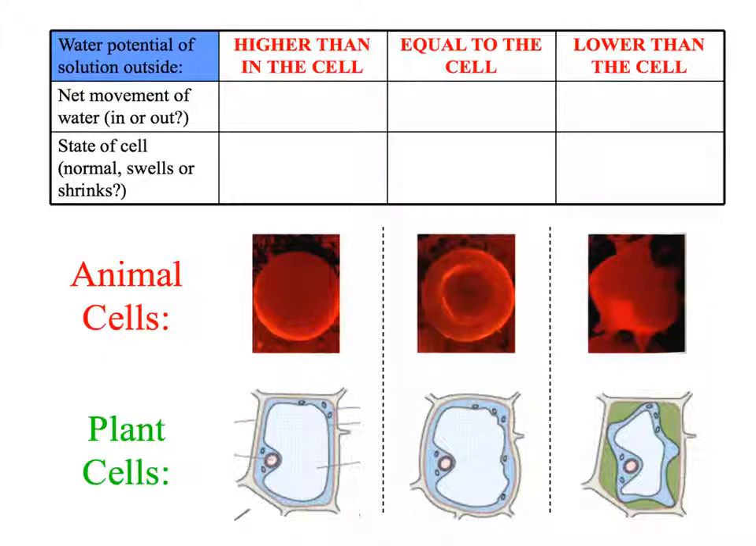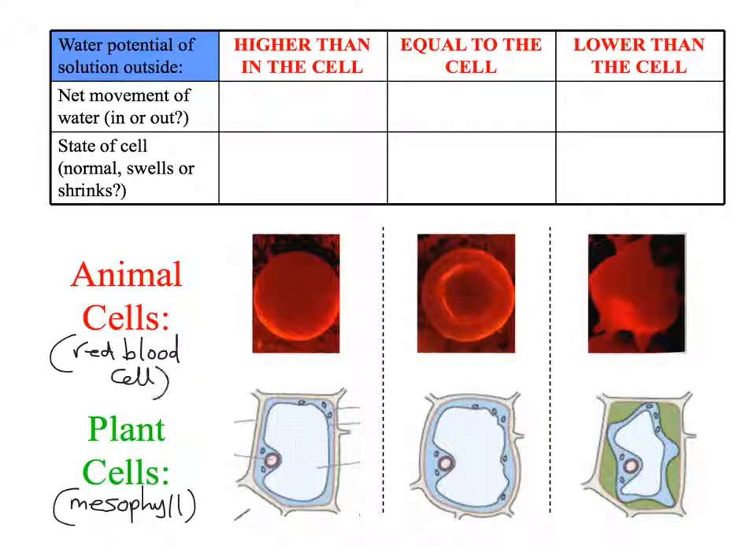So what we've got here are some pictures at the bottom of animal cells and plant cells. So the plant cell, the example we've got is just a typical, we're going to go for a palisade, but it's a mesophyll cell, and that animal cell at the top, for example, is a red blood cell.